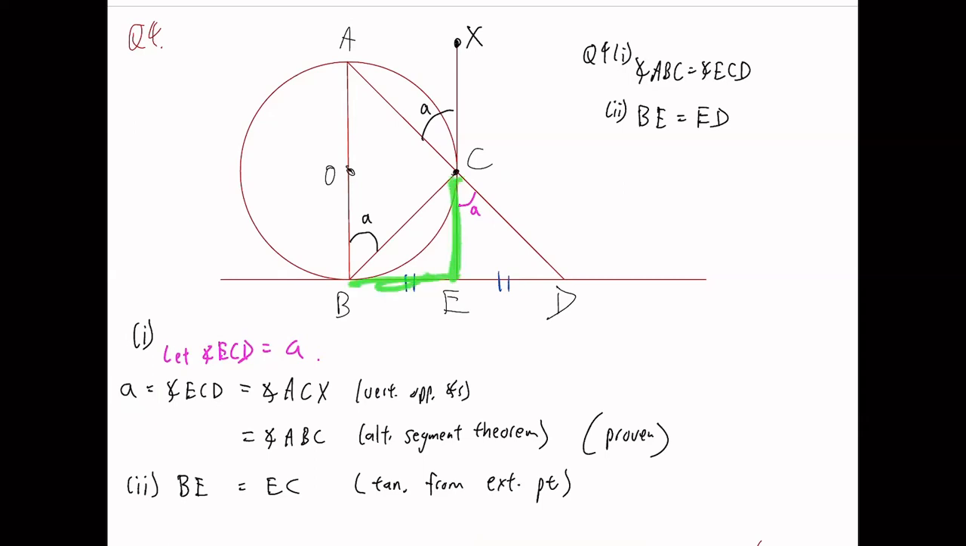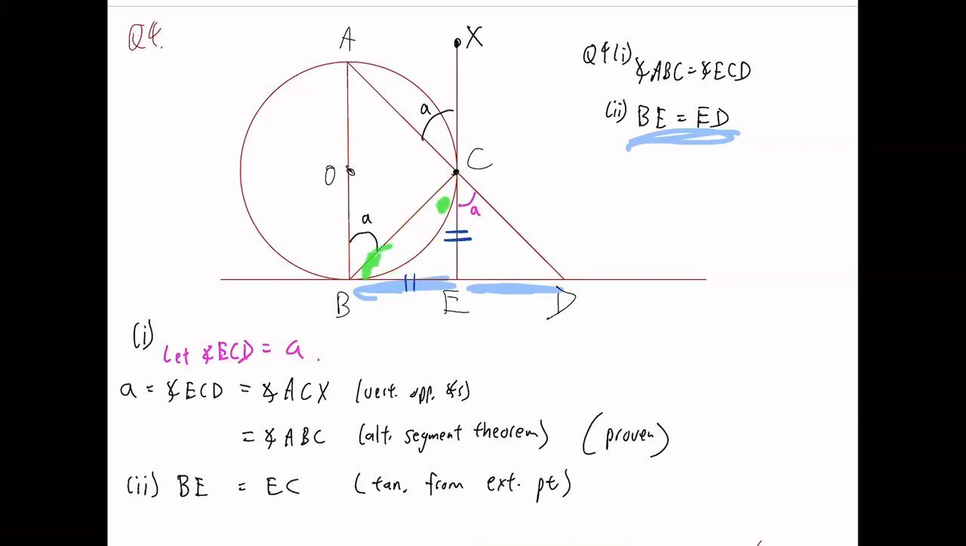Once we know these two are equal, this will become isosceles. Maybe I just don't put the double tick here, because let's pretend that we didn't know these two are equal first. Okay, I'll just highlight it instead. So they are not equal yet, but we're trying to prove it. But we have proven so far that BE and EC are equal. So this is an isosceles triangle. Very good. So what do you know about isosceles triangles?